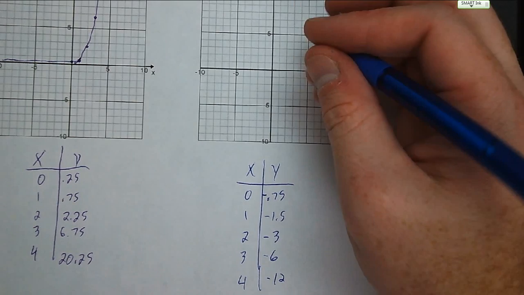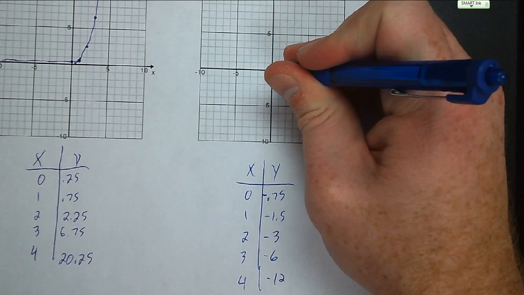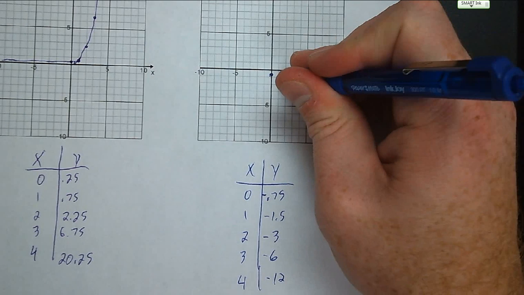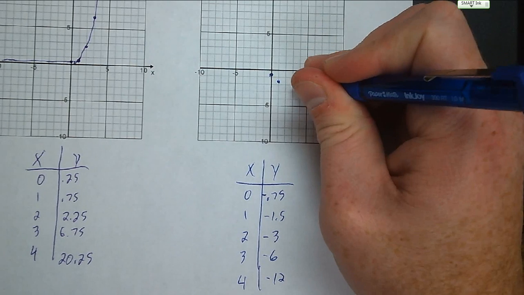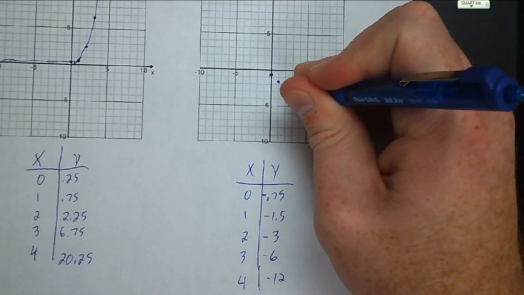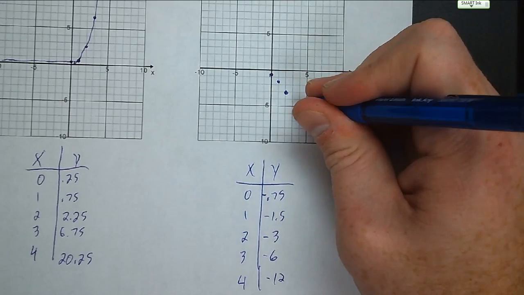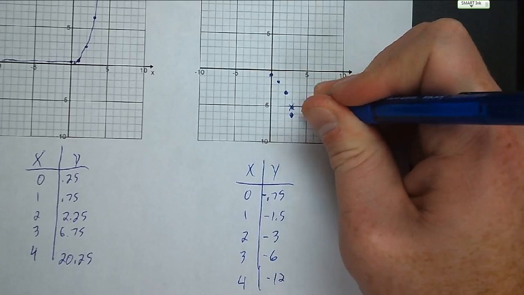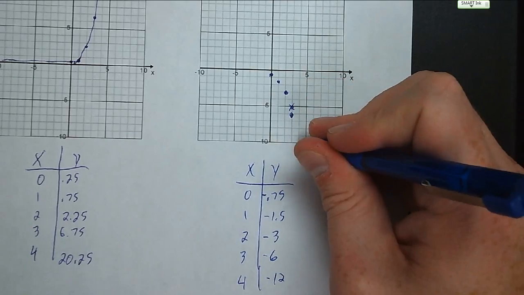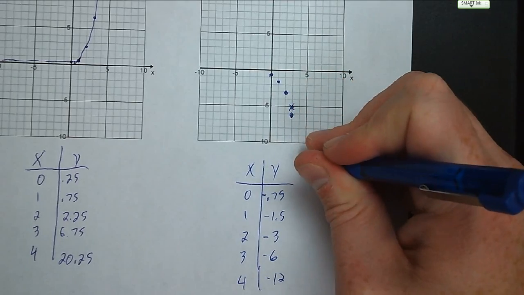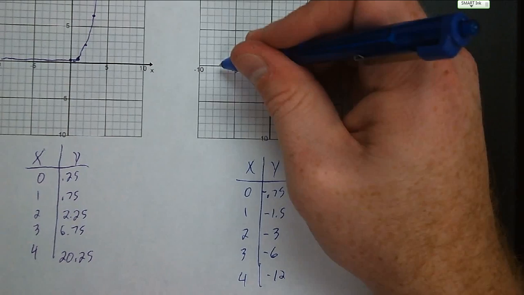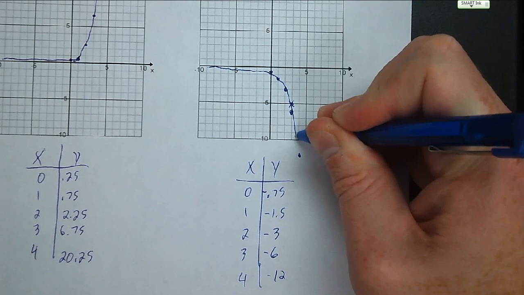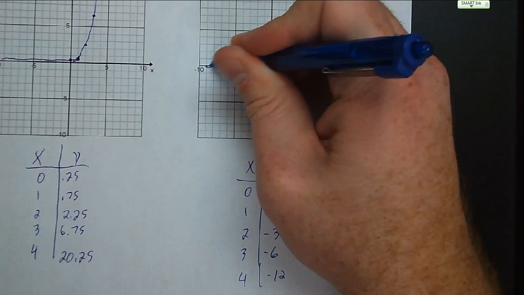My first point is at 0 and negative 0.75, so right about there. Then we go down to negative 1.5, then down to negative 3, and then negative 6, and then negative 12, which will be right about there. Okay. And we have our exponential function.